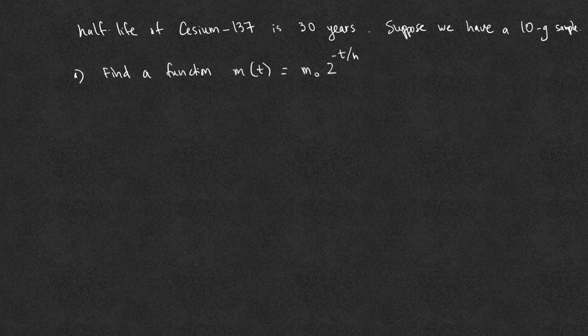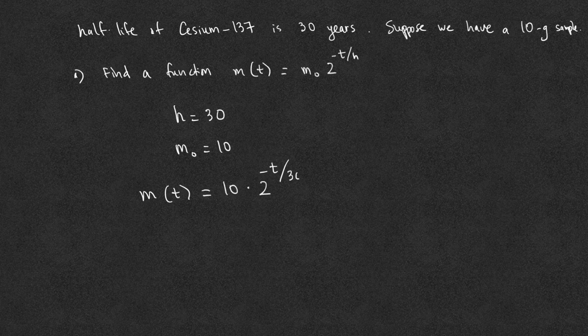The half-life of cesium-137 is 30 years. Suppose we have a 10-gram sample. Find the function m of t equals m sub 0 times 2 to the negative t over h that models the mass remaining after t years. The half-life in this case is 30 years, so h equals 30. We have 10 grams to start out with, so the initial mass is 10. Therefore, the equation is m of t equals 10 times 2 to the negative t over 30.